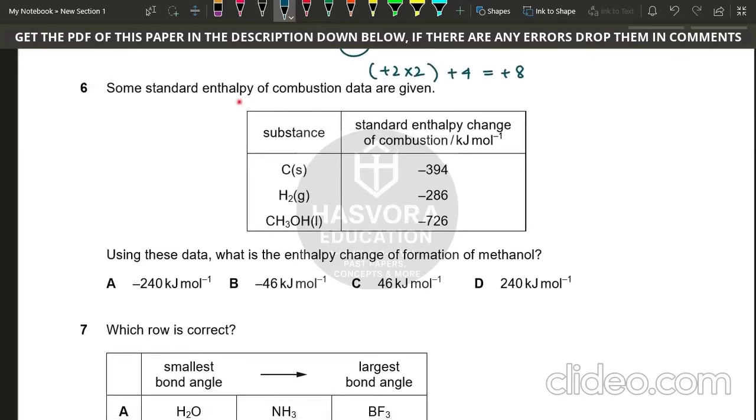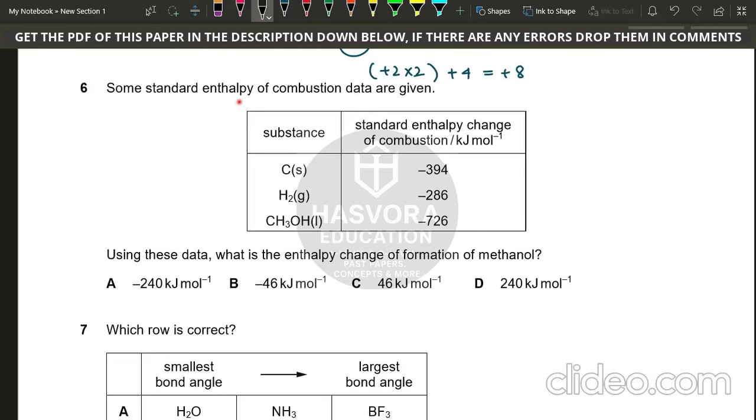Question number 6 says that some standard enthalpy of combustion data are given. Using this data, what is the enthalpy change of formation of methanol? Now they have given you the standard enthalpy change of combustion, and they are asking you for the formation of methanol. So what you have to do is just make a Hess cycle. What is the standard enthalpy change of formation? It is when 1 mole of compound is made from its constituent elements. So what are the constituent elements of methanol? It is carbon, oxygen, hydrogen.